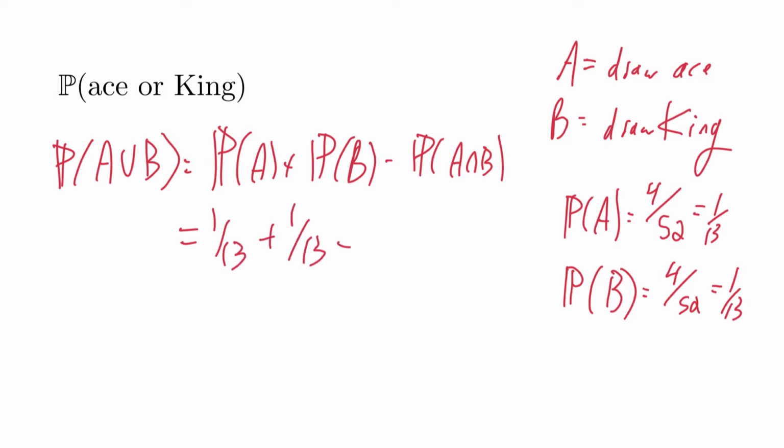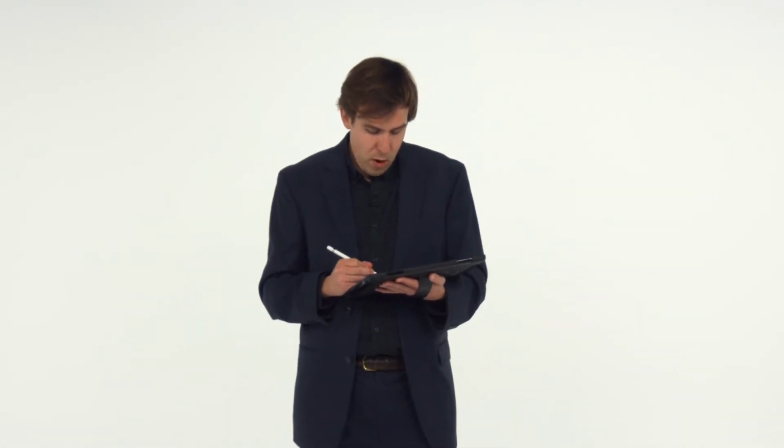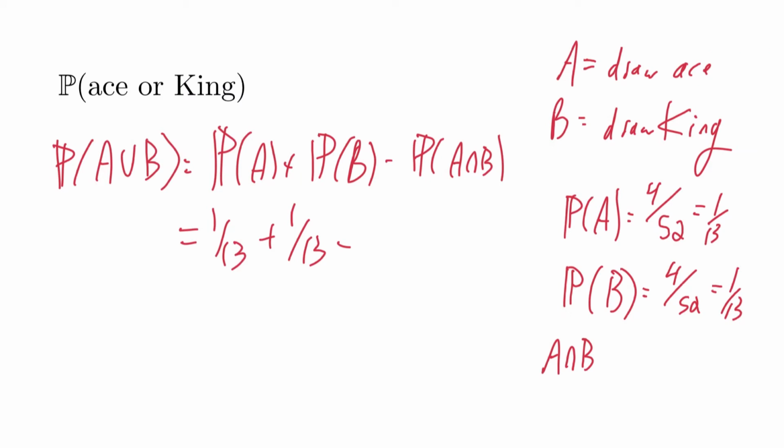And now we ask, what's the probability of drawing an ace and a king? That's the A and B. Well, I claim it's 0. Is it even possible to draw an ace and a king? No, not at the same time. The card is either an ace or a king. So just remark that A intersect B is what's sometimes called the empty set. We'll go into more detail on this in Module 6.